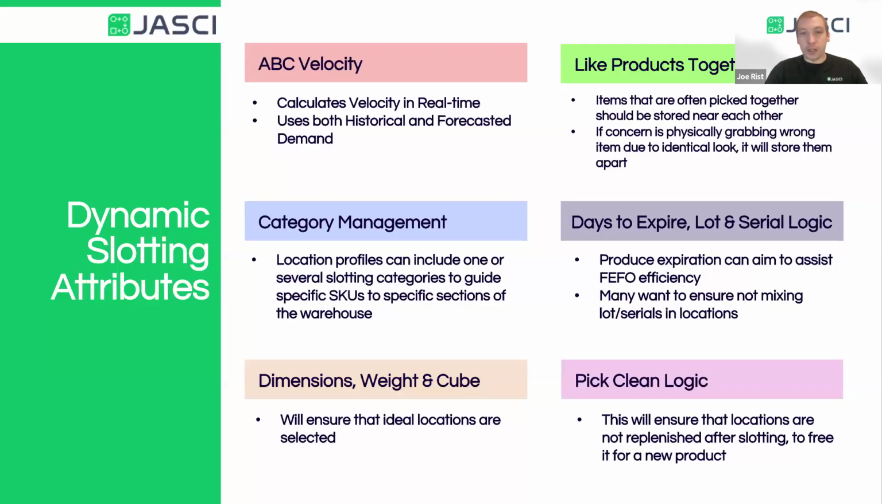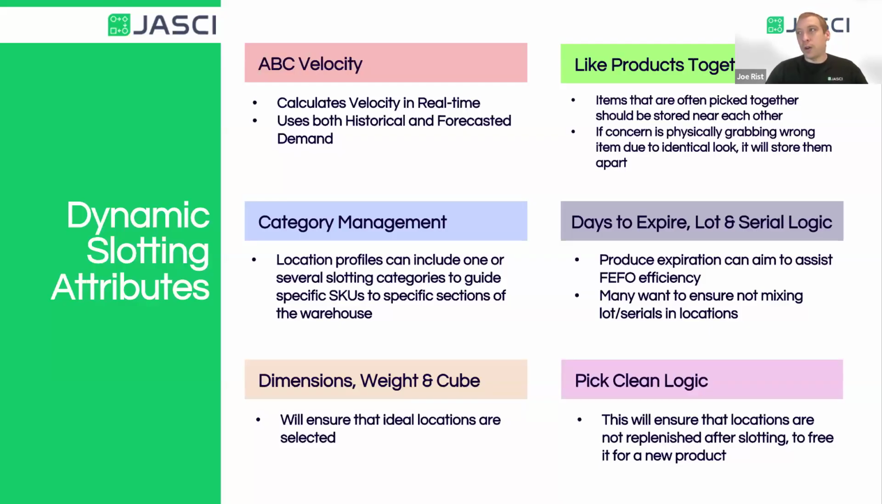Also, as I mentioned, we're going to be leveraging dimensional data. So this can be the individual dimensions of the SKUs and the locations, the weight of the SKU and the weight tolerance of the location, and then also the cube dimension. So we're checking to make sure that each individual dimension is going to be able to fit, along with the cube dims and the weight.